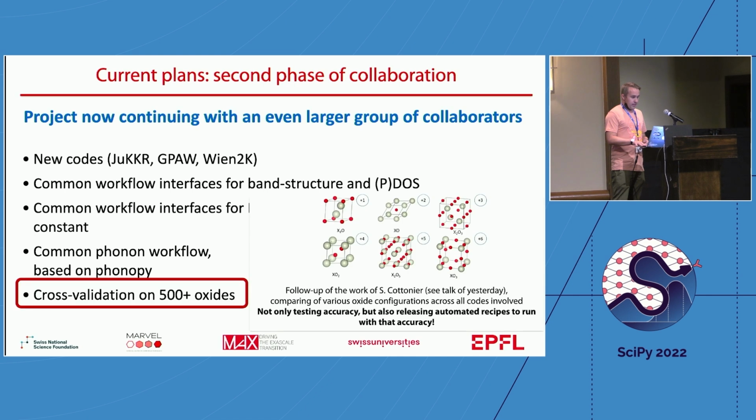Then the other thing mentioned earlier is the desire to create a more stringent cross-validation for these codes. So what we'll do is take a set of 6 oxides per chemical element for most of the periodic table. We'll run the equation of state for all the codes and oxides and compare them and try to understand if there's margin for improvement. Many of the codes have co-developers involved, so we're very optimistic that this collaboration will really help not only validating the accuracy of the codes, but also implementing automatic recipes for anyone to run at that level of accuracy.